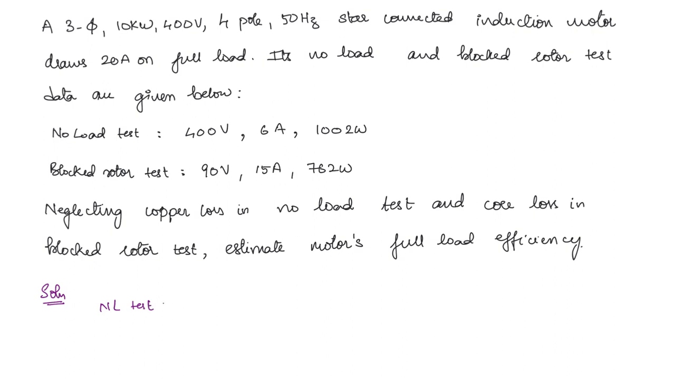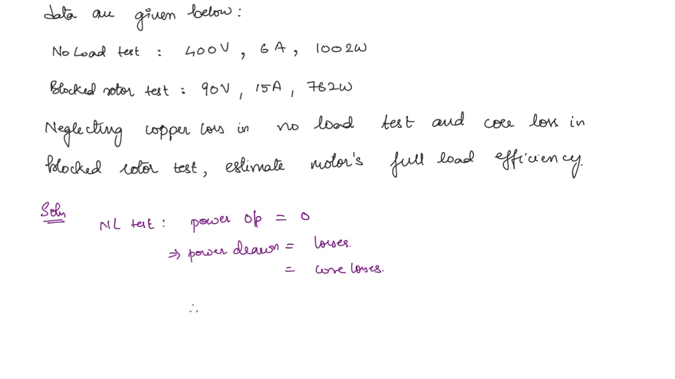From the no load test, the output power is equal to 0, right? It is not driving any load, that is why it is called no load test. So that means the power drawn is catering to the losses. Now the copper losses are neglected in the no load condition. So that means it is simply equal to the core losses. Therefore, the wattmeter reading that you got in the no load test gives you the core losses. Okay. So therefore, core losses is equal to the wattmeter reading in the no load test, which is 1002 watts.